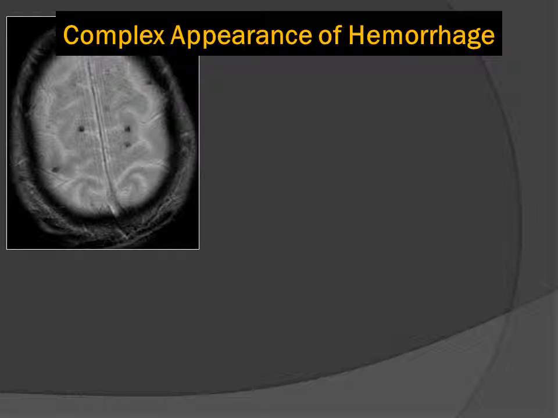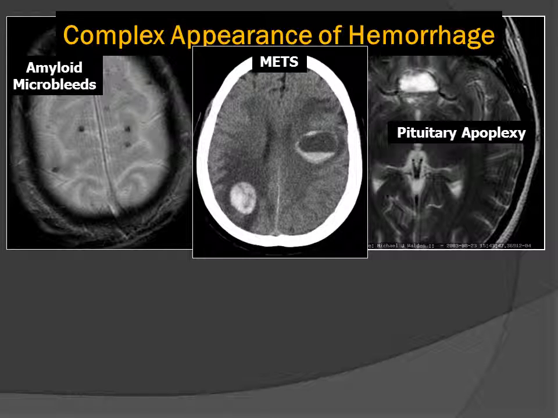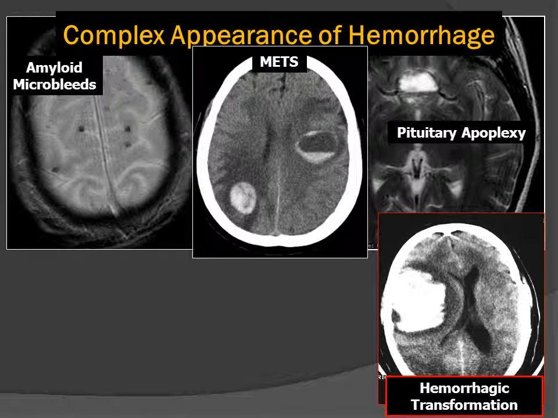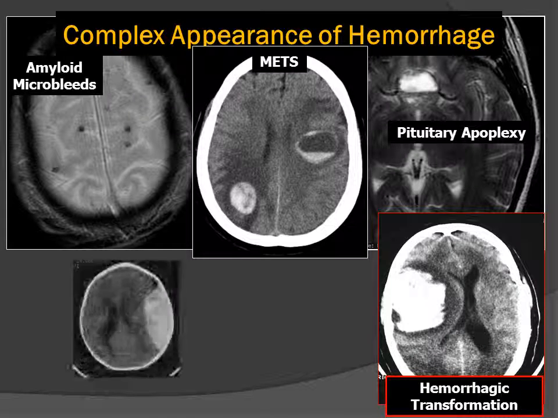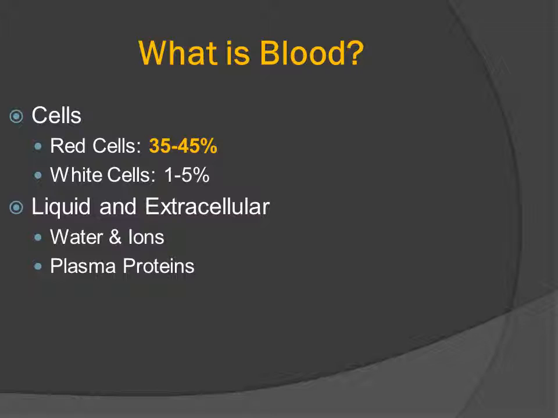Hemorrhage can have a very complex appearance on MR and CT. The appearance on MR is especially going to change based on the pulse sequence and the time after the hemorrhage has occurred. We have an MR scan here showing microhemorrhages from amyloid angiopathy, a blood fluid level from pituitary apoplexy, multiple hemorrhagic METs on a CT scan, hemorrhagic transformation of a brain infarction, and extraaxial blood collections, an epidural hematoma, and a subdural hematoma. Let's think more closely about how blood should appear on imaging.